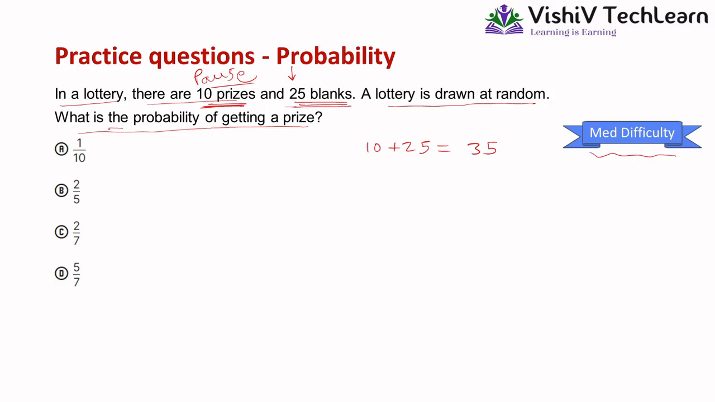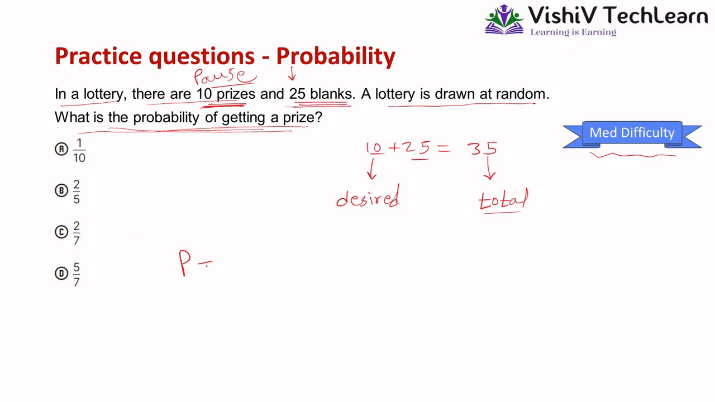Now the condition is we should be getting a prize. So if we want to get a prize, the desired outcome must be out of this 10. So this must be desired. And what will be total? This will be total, right? It may be blank, it may be this in case of total.